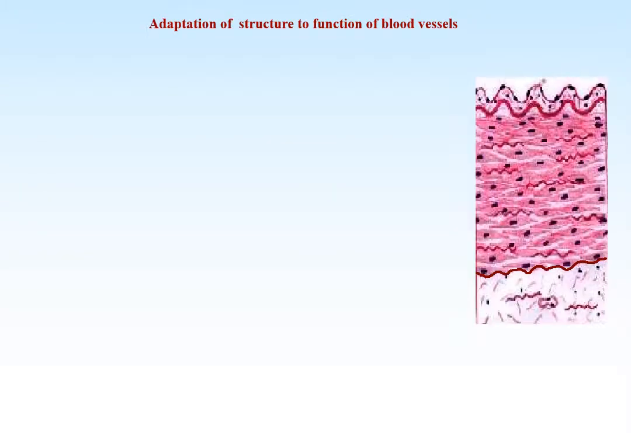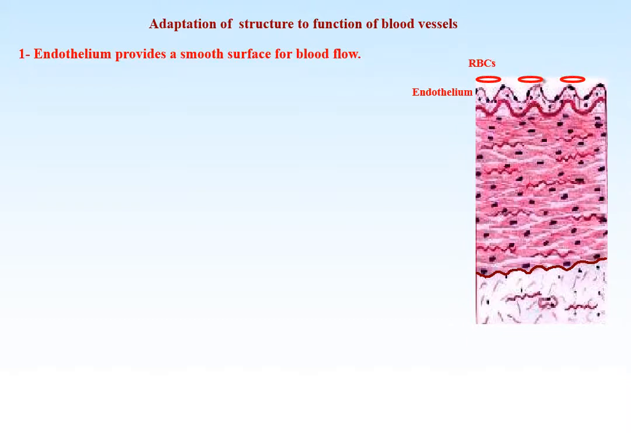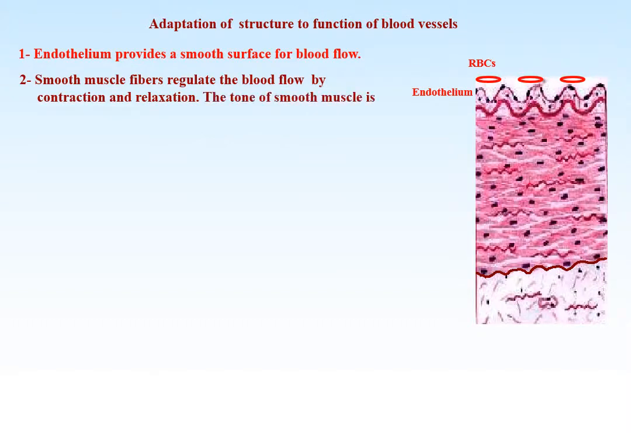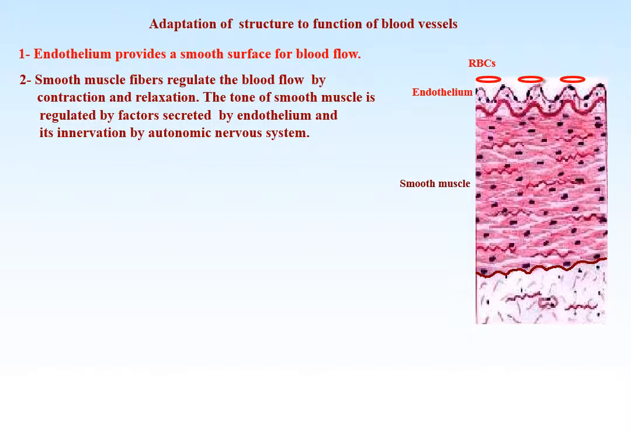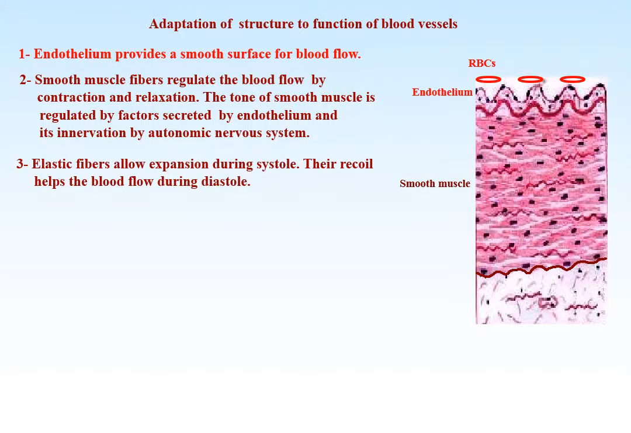Adaptation of structure to function of blood vessels. Endothelium provides a smooth surface for blood flow. Smooth muscle fibers regulate the blood flow by contraction and relaxation. The tone of smooth muscle is regulated by factors secreted by endothelium and by its innervation by autonomic nervous system. Elastic fibers allow expansion during systole. Their recoil helps the blood flow during diastole.